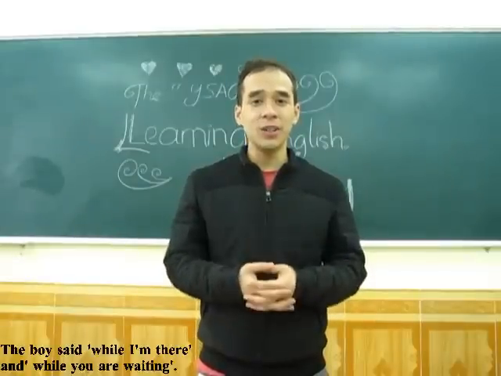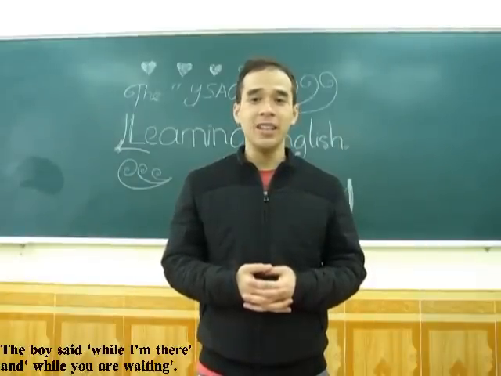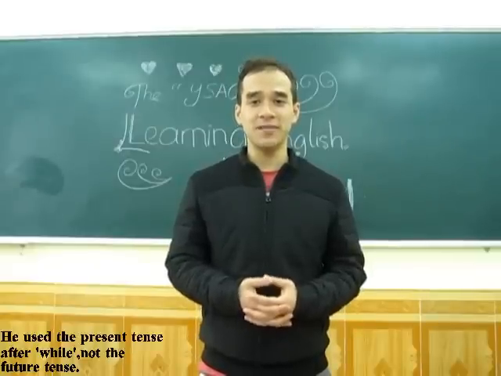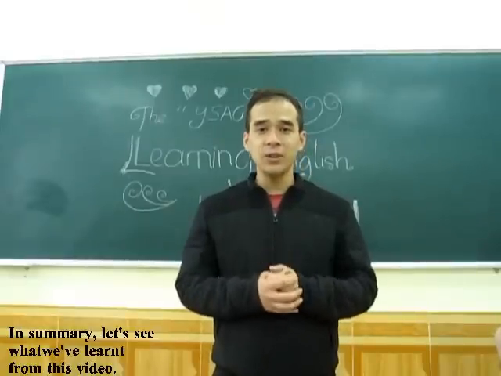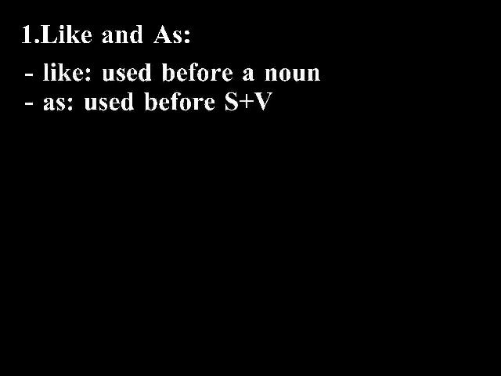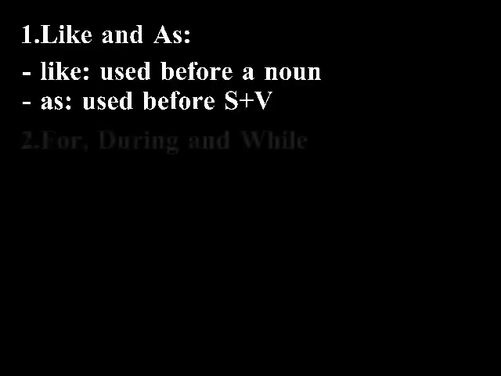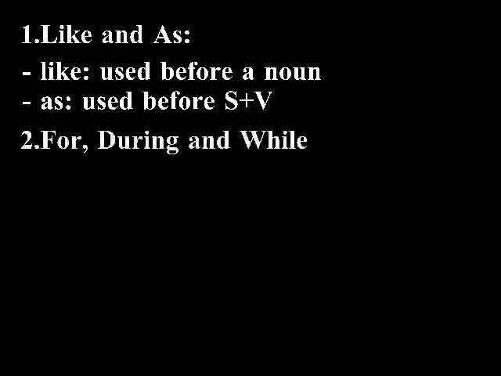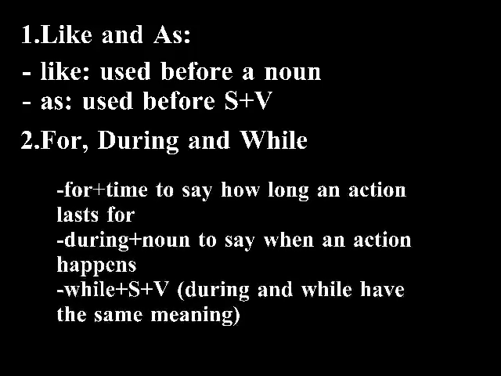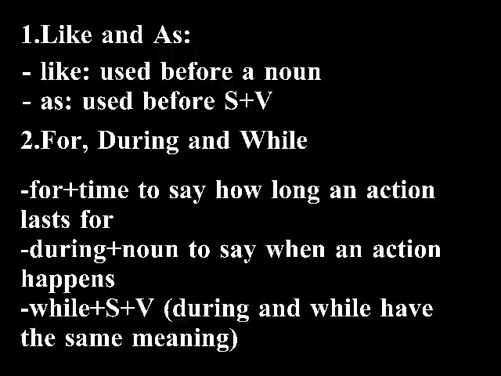The boy said, while you're there and while I'm waiting, he used the present tense, not the future tense. In summary, let's have a look at what we've learned from this video. First of all, like and as. Like is used before a noun. As is used before subject plus verb. Next, for, during and while. For plus time is used to say how long an action lasts for. During plus noun is used to say when an action happens. And while plus subject and verb is used together. During and while also have the same meaning.